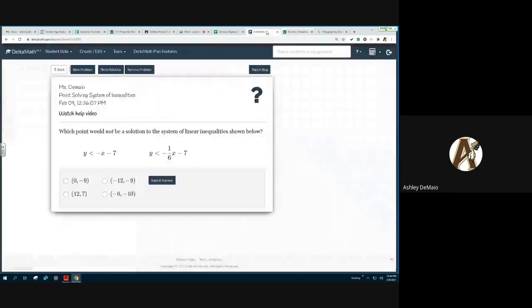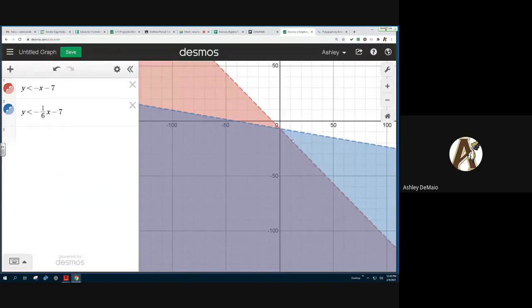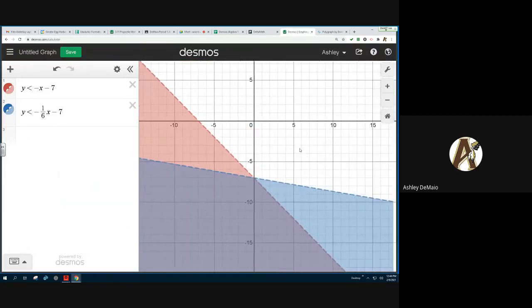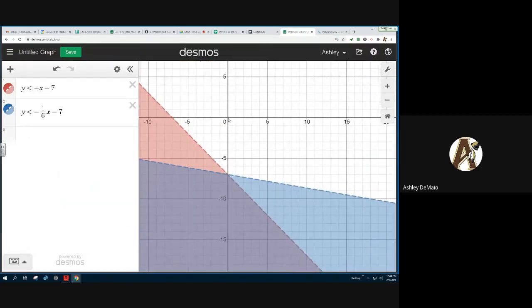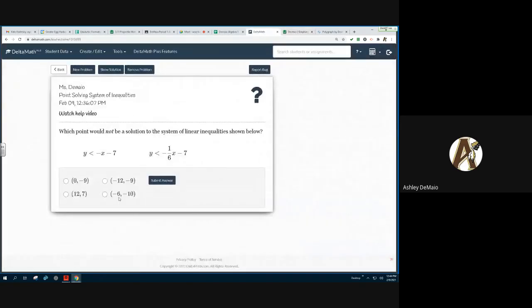Okay, so if we go back to our Delta Math, the question is asking you which point would not be a solution. So let's look at each point and see if it's in that purple region. So the first point that we're given is 0, negative 9. Let's look at our Desmos. We can scroll in so that we can look at 0, negative 9. So 0, negative 9 is in the purple area. So that means it is a solution. So we don't want to check that box off because it's asking what's not a solution.